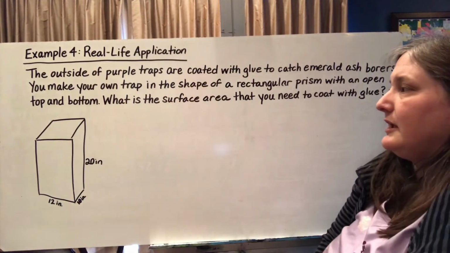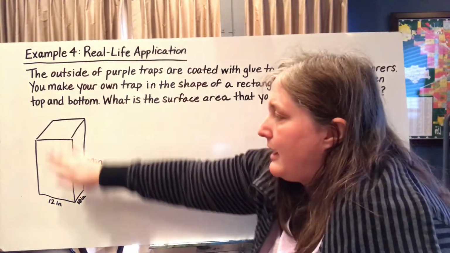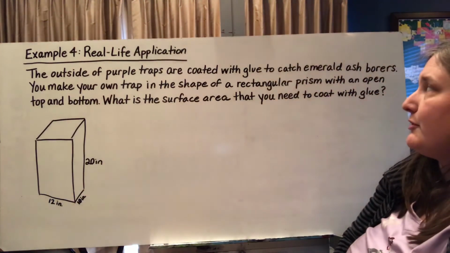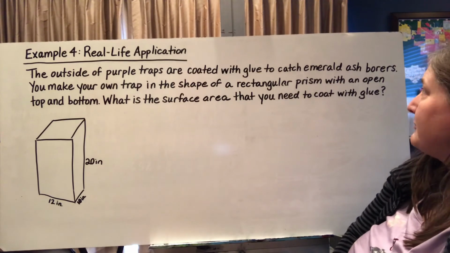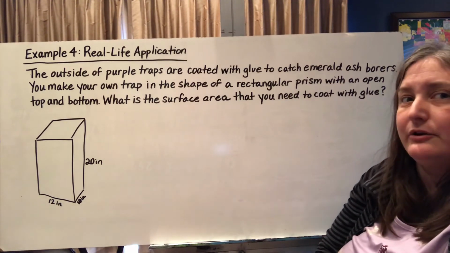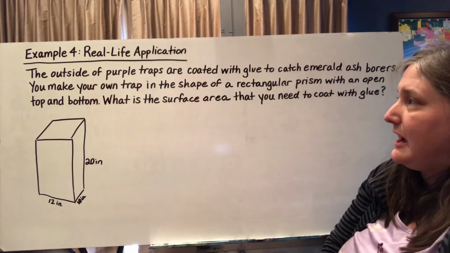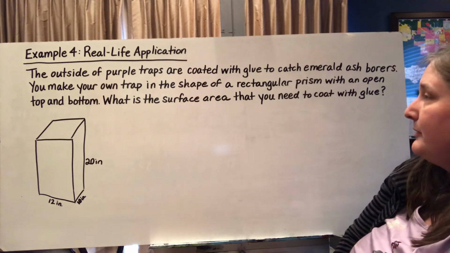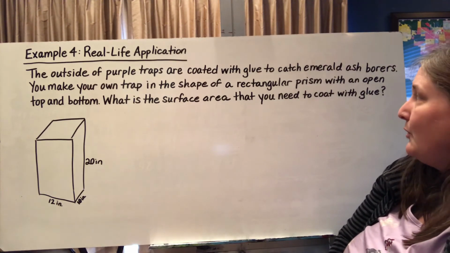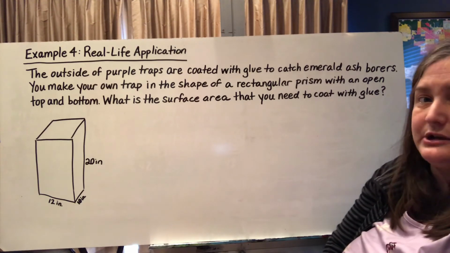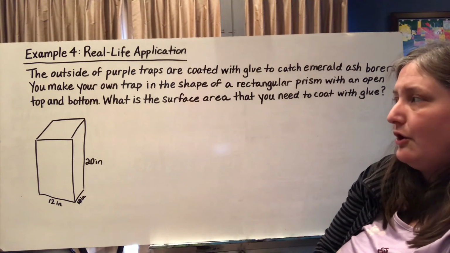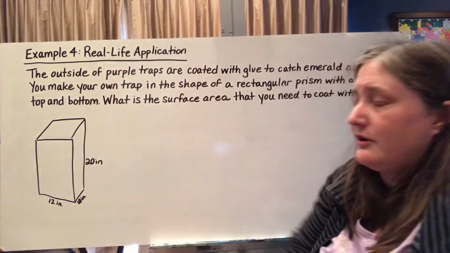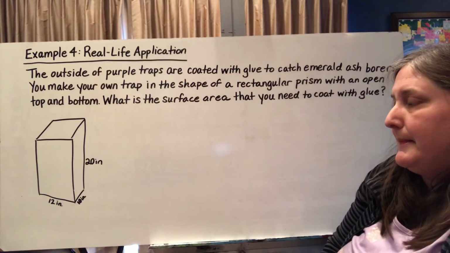So you have these rectangular traps. They don't have a top or a bottom, but inside of them they're coated with glue to catch emerald ash borers, these beetles that will eat your ash trees. So you make your own trap in the shape of a rectangular prism with an open top and bottom. What is the surface area that you need to coat with glue? Well, I need to find the surface area of this guy minus the top and the bottom.